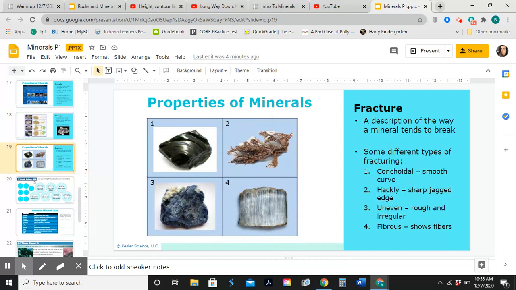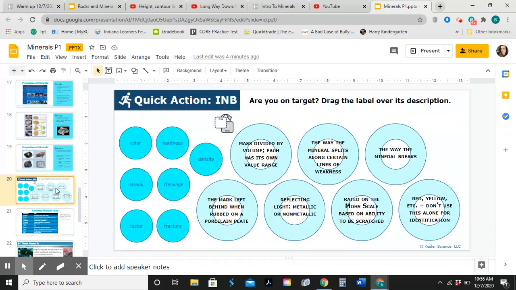Fracture is a description of the way a mineral tends to break. Some different types of fracturing are conchoidal, which is smooth and curved; hackly, which is sharp and jagged; uneven, which is rough and irregular; and fibrous, which shows fibers.